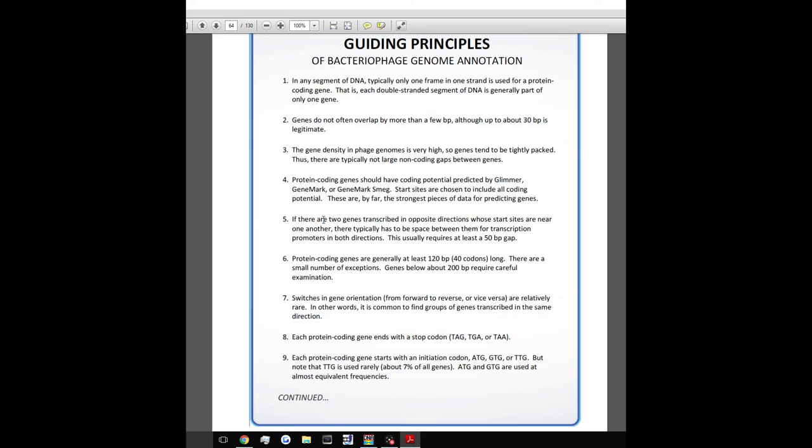Moving on to number five, if there are two genes transcribed in opposite directions whose start sites are near one another, there typically has to be a space between them for transcription promoters in both directions. This usually requires at least a 50 base pair gap. So let's see if we can find an example here. We're going to open this up.